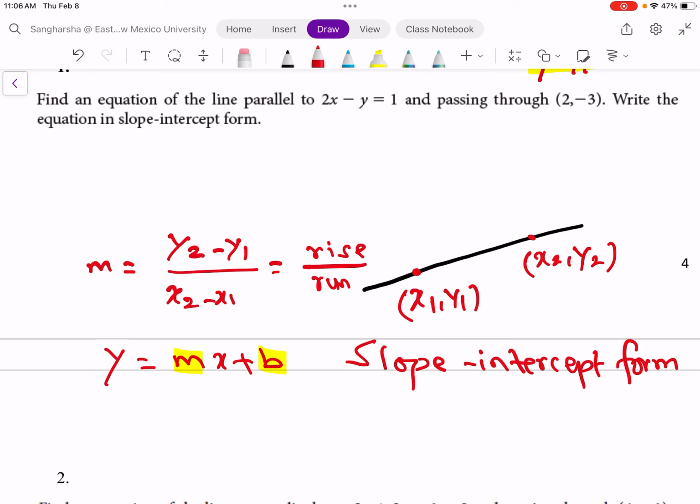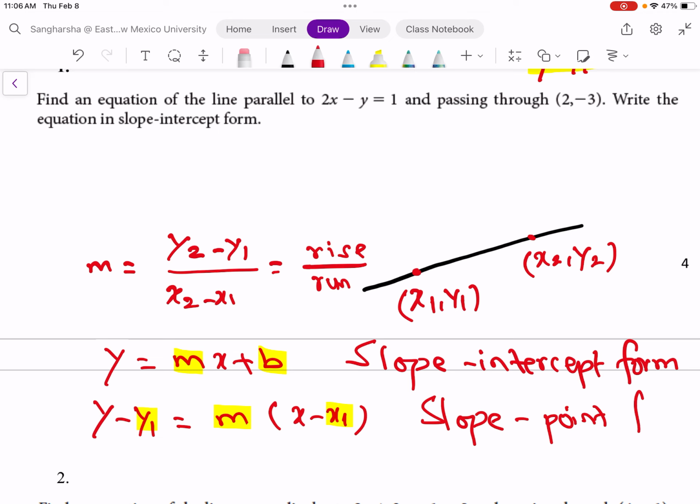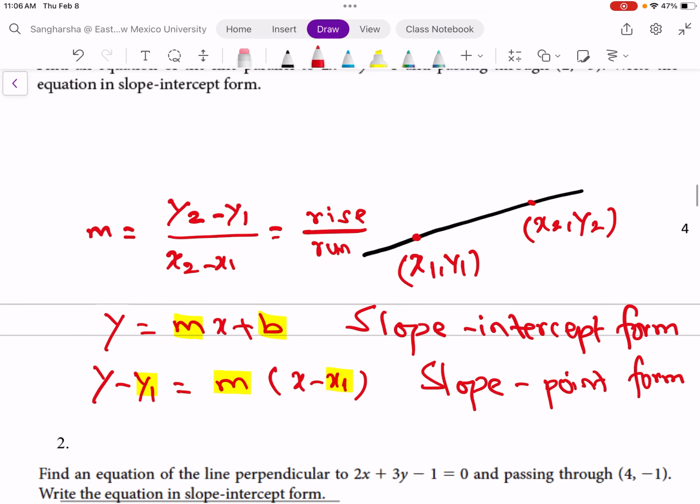And next we have the slope point form. We have y minus y1 equals m times x minus x1, and this is the slope point form or point slope form. We have a slope m here and a point x1, y1. So we're going to use these two equations to find the equation of a line.